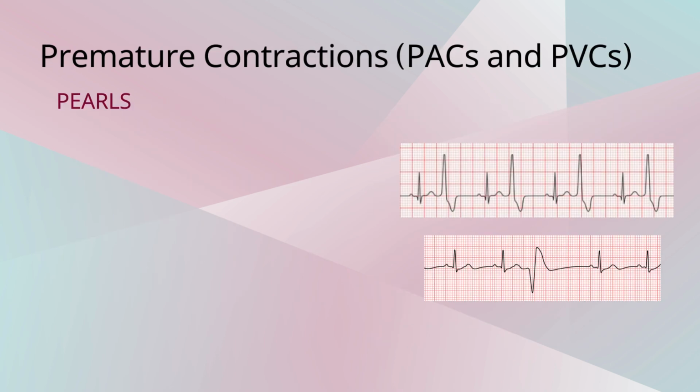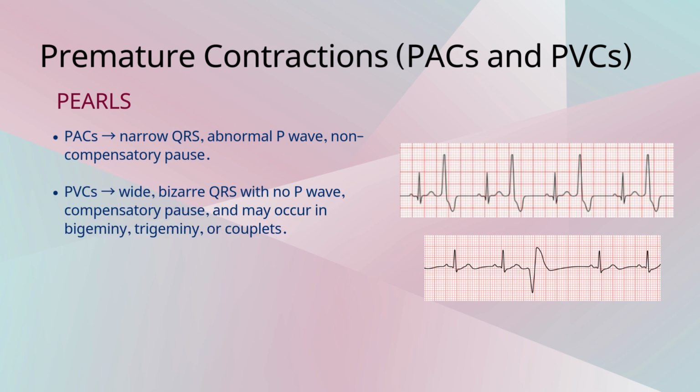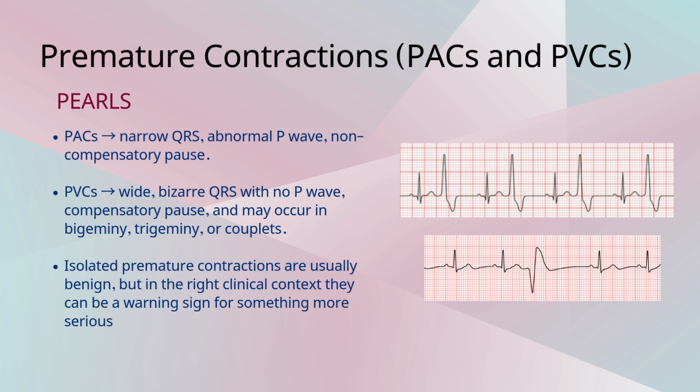So our key pearls to remember here are PACs have a narrow QRS, abnormal P wave, and a non-compensatory pause, while PVCs have a wide, bizarre-looking QRS with no P wave and a full compensatory pause, and may occur in bigeminy, trigeminy, or couplets. Remember, isolated premature contractions are usually benign, but in the right clinical context, they can be a warning sign for something more serious.